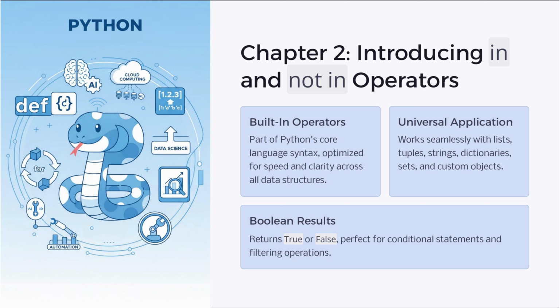Python's in and not in operators are built-in, optimized for speed and clarity. They work universally with lists, tuples, strings, dictionaries, sets, and custom objects. These operators return Boolean results, making them ideal for conditional statements and filtering operations, enhancing code readability and efficiency.